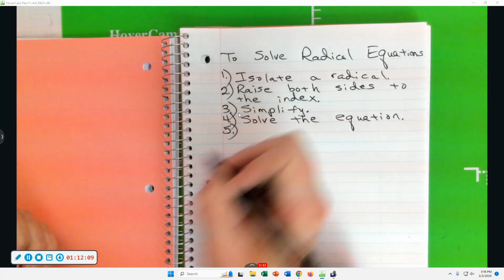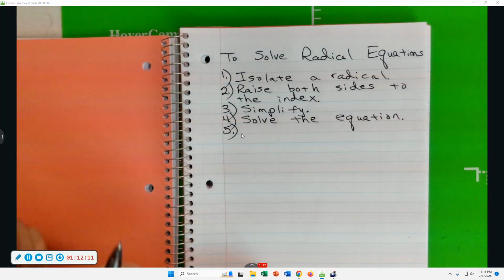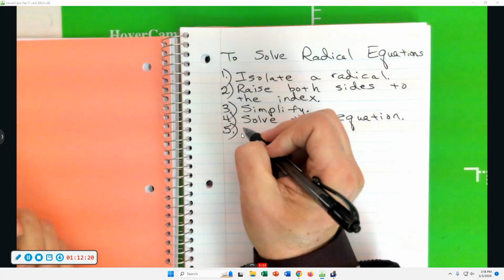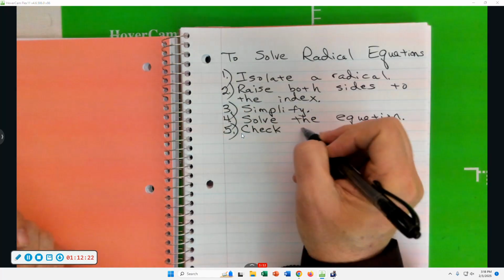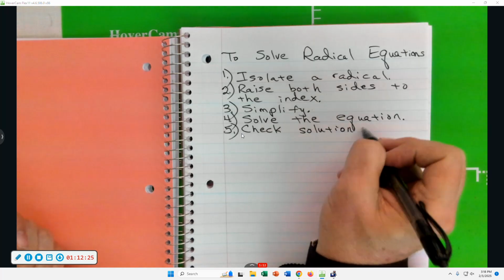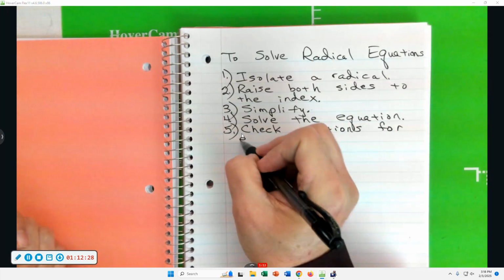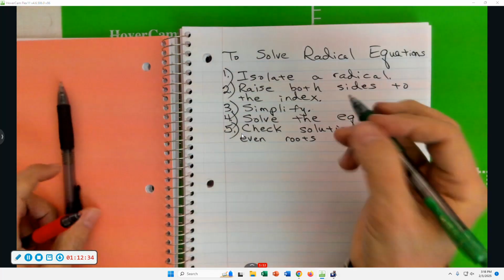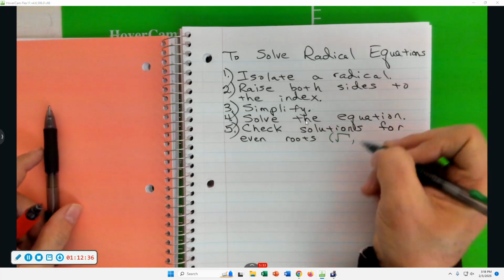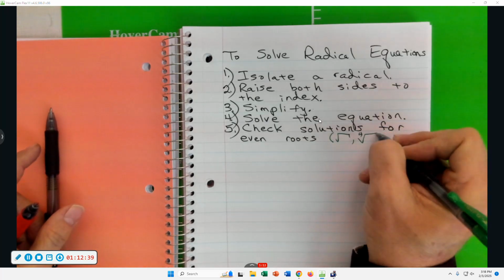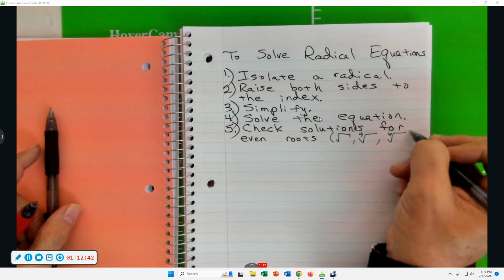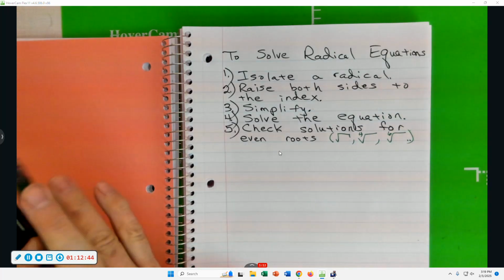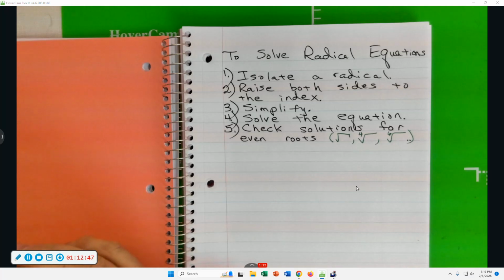And here's the 5th thing. You are going to have to check your solutions for equations that were raised to even powers. For even roots, check solutions. Square roots, 4th roots, 6th roots. If your equation had a square root or a 4th root or a 6th root, you're going to have to manually plug your numbers in and make sure the left side equals the right side.